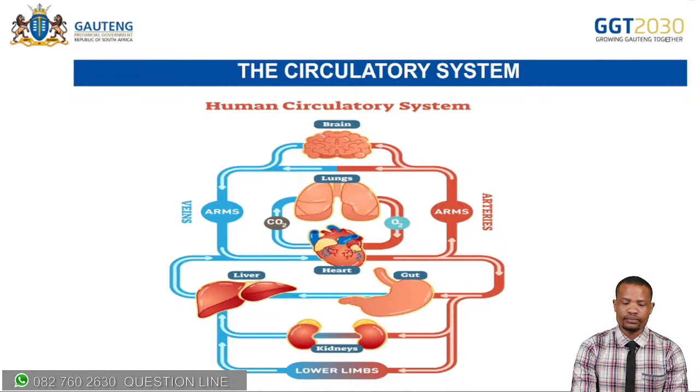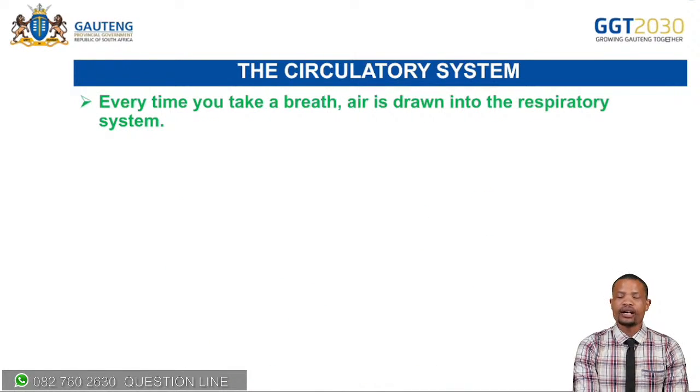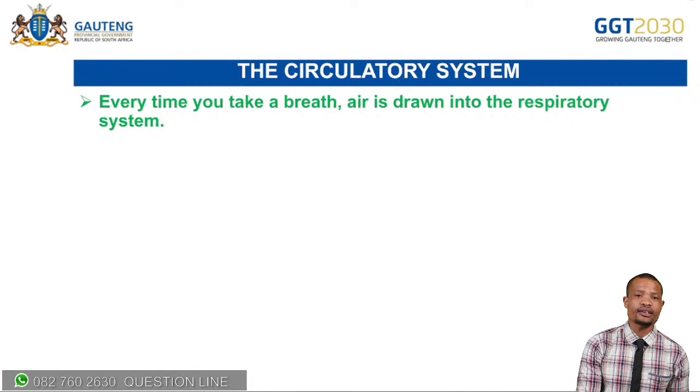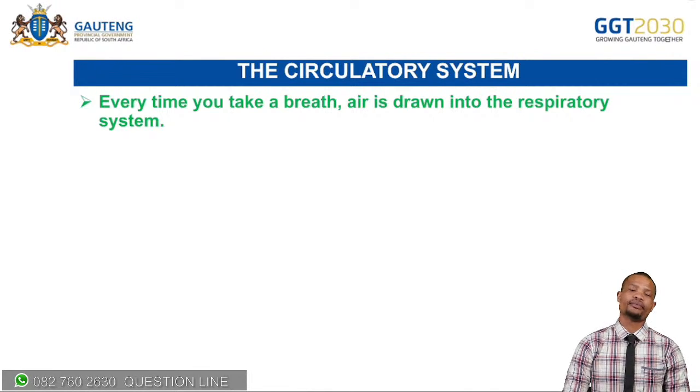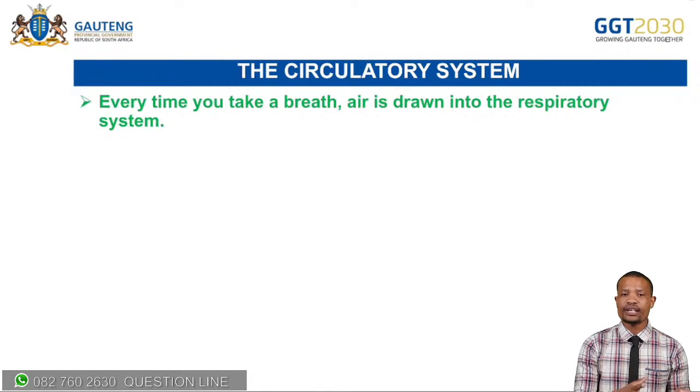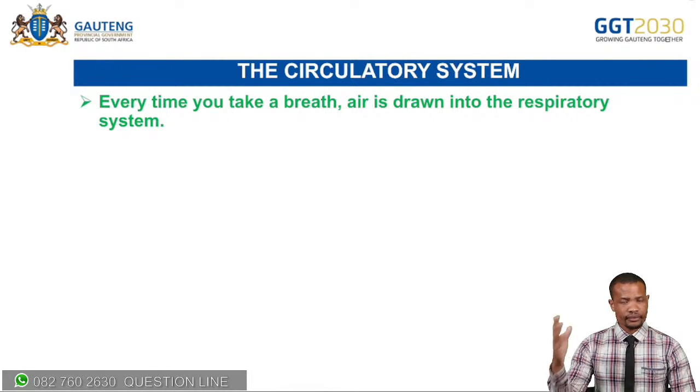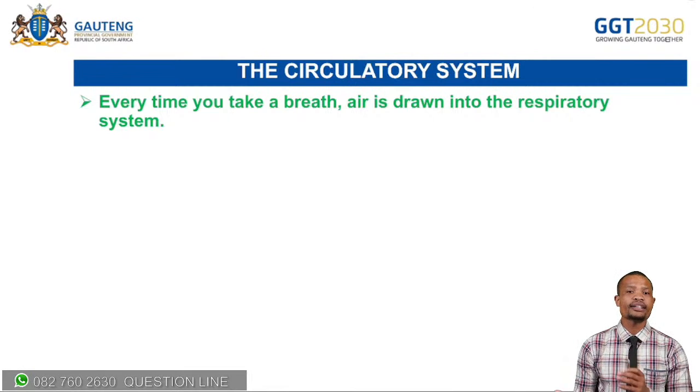Right, so let's just continue. Every time you take a breath, every time you breathe in, there's air that goes into your respiratory system. Now I know that can be confusing because we said we are looking at the circulatory system, but now we are talking about the respiratory system. Well, in true honesty, you can't really separate these systems from each other. They work hand in hand because the respiratory system helps with the intake of oxygen and the release of carbon dioxide, and the circulatory system works with the circulation of the oxygen and the carbon dioxide in the body. So they work hand in hand, okay?